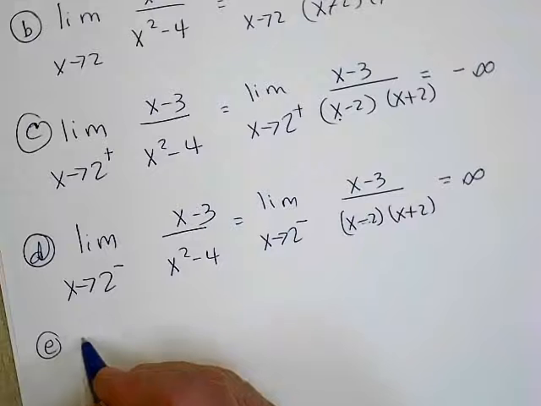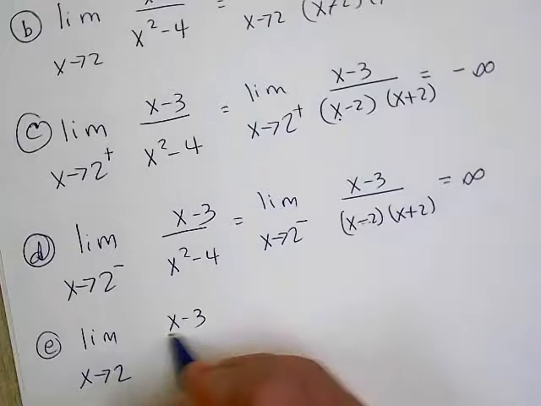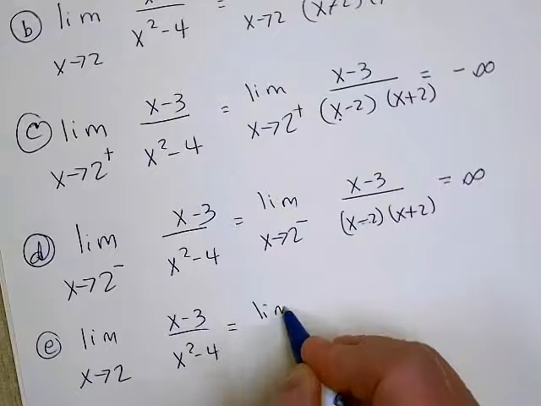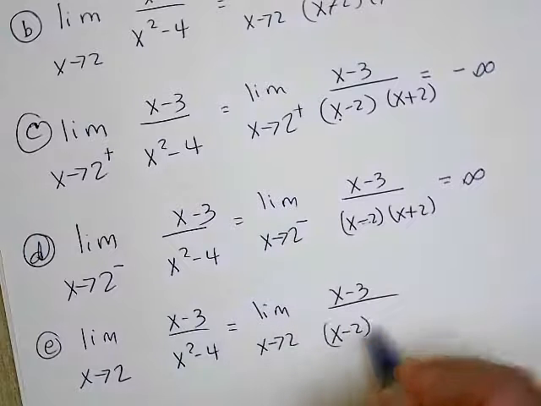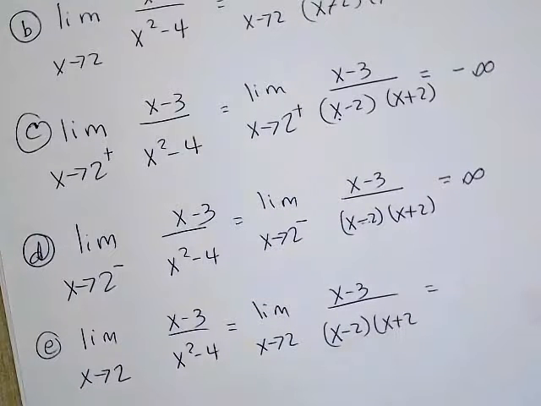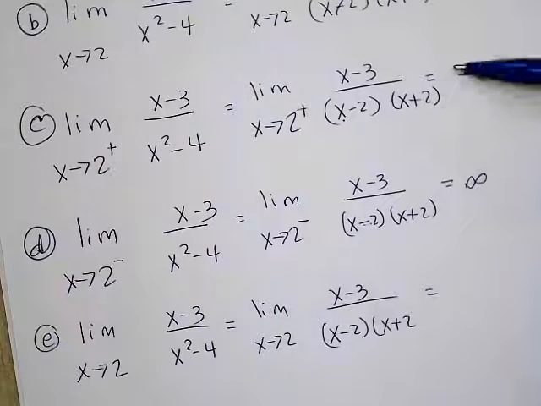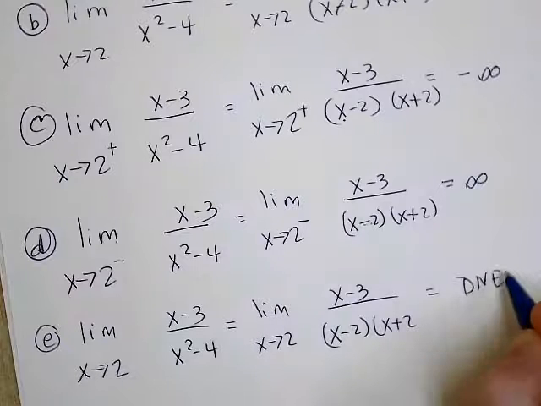E, the limit as x approaches 2 of (x minus 3) over x squared minus 4 is equal to the limit as x approaches 2 of (x minus 3) over (x minus 2) times (x plus 2). Well, go back to the previous two we looked at. These do not have the same answer, so the limit as x approaches 2 does not exist.